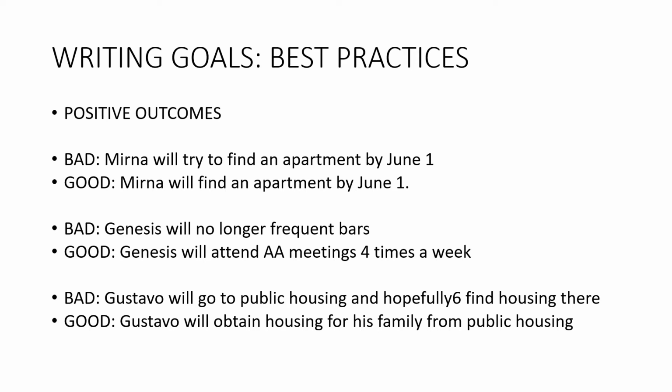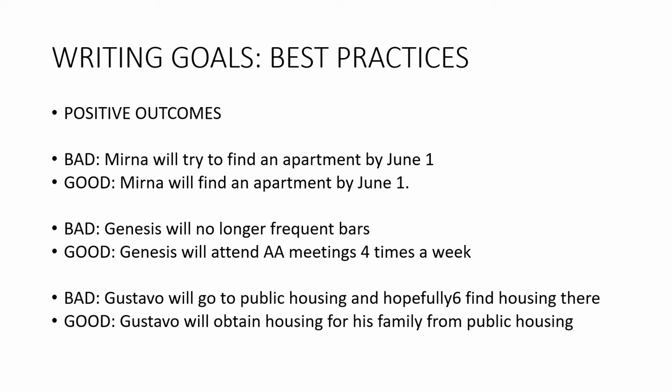So a bad way to say something would be, Myrna will try to find an apartment by June 1st. Instead, you want to say, Myrna will find an apartment by June 1st. So that part is the word try, okay? Bad is Myrna will try to find an apartment. No, instead you want to say it is as it is. She's going to find an apartment by June 1st, or Myrna will find an apartment by June 1st.